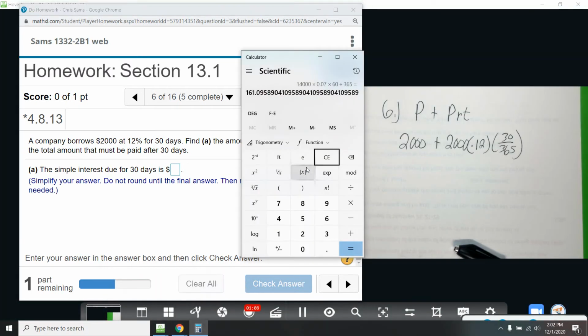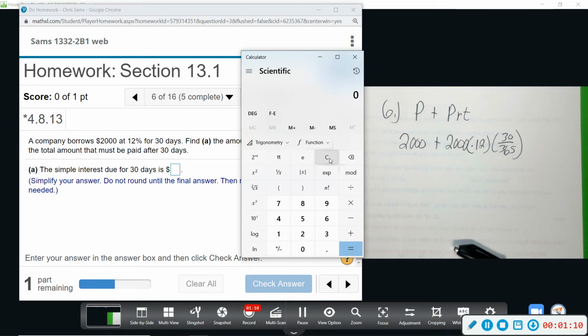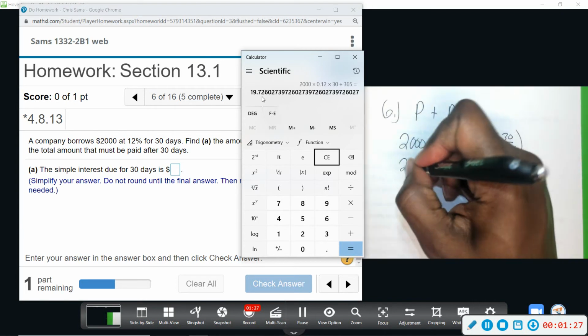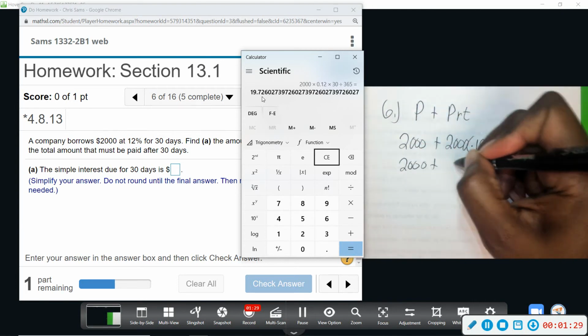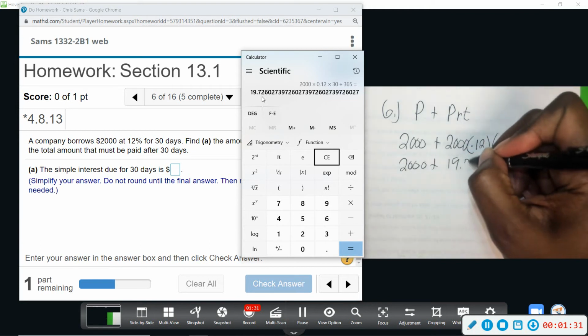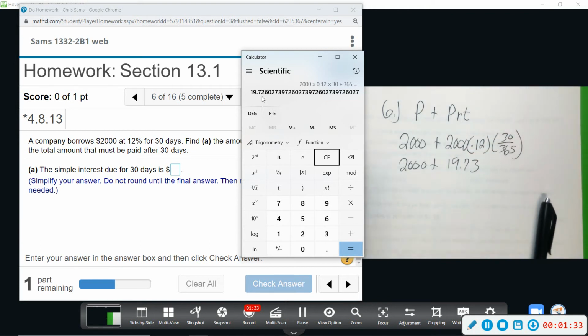Calculator. So 2,000 times 0.12 times 30 divided by 365. So that gives us $19.73. So we have 2,000 plus 19.73 when rounded.